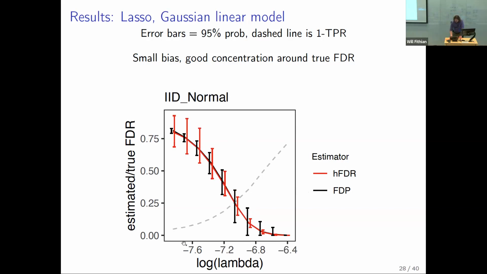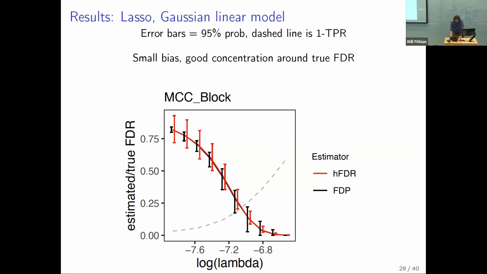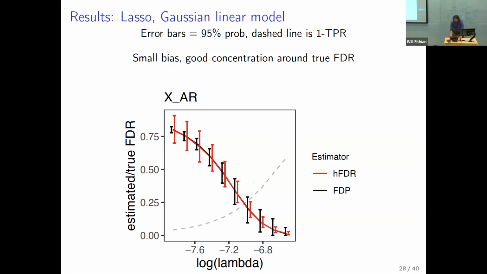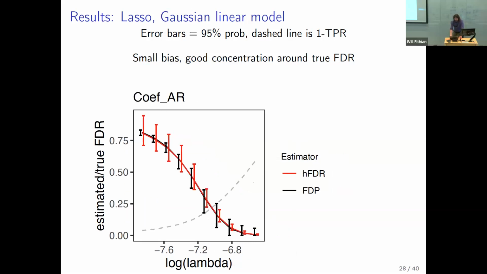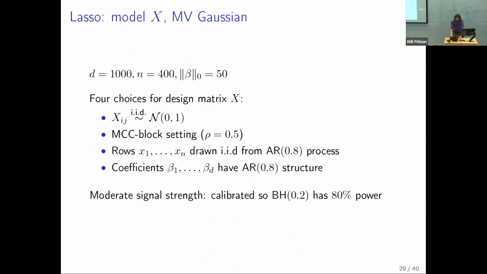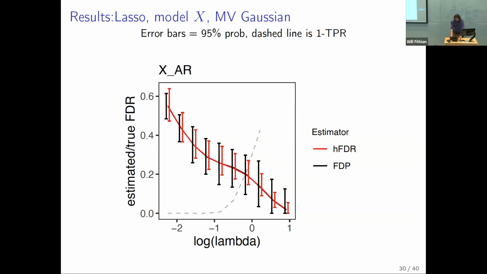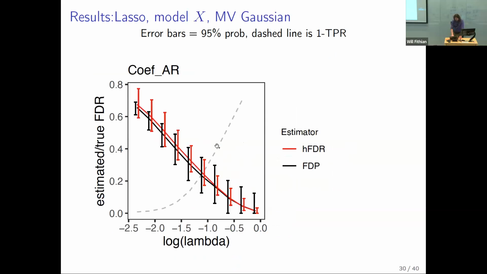And this curve is the power. No, this curve is the true positive proportion. This curve is, I think, 1 minus the power, I believe. Okay, and the same story basically is true for the different versions of the design matrix. So that's for the lasso. For model X assumptions, we see similar things happening, maybe a little bit more bias here, but still not too much.